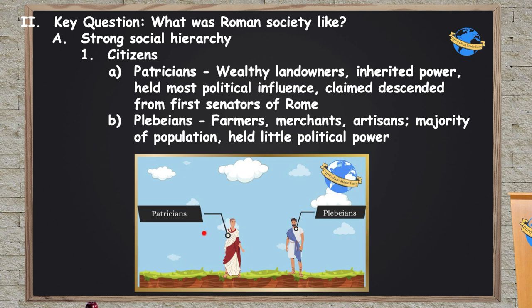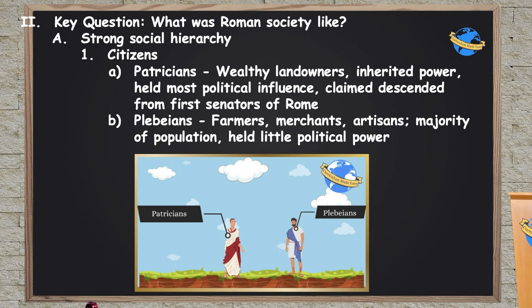So the patricians were wealthy landowners who inherited their power, and they really held most of the political influence in the Roman Republic. This is because they claimed that their families descended from the very first senators of Rome that established the Republic, and therefore their families should have more power in the Republic.